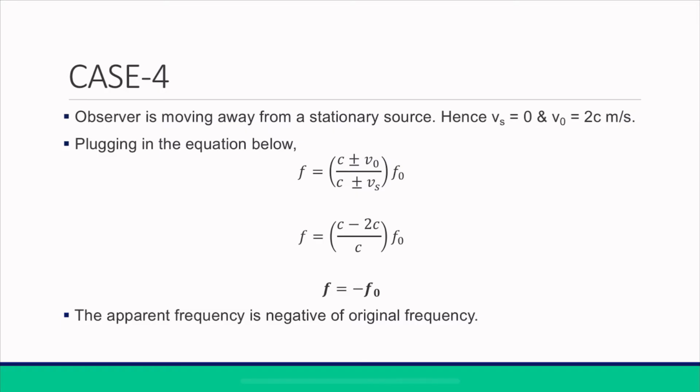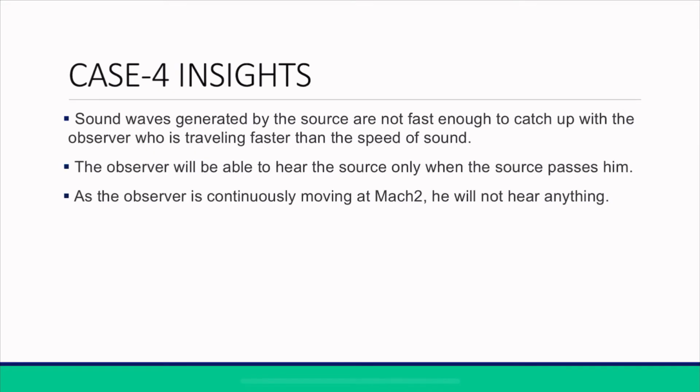So the source velocity is 0, and the observer is still at 2c. If you plug into this equation, you get the apparent frequency as the negative of the original frequency. But in this case, the negative value has a different meaning. It's just that the sound waves generated by the source, which is stationary, are not fast enough to catch up with the observer, who is traveling faster than the speed of sound.